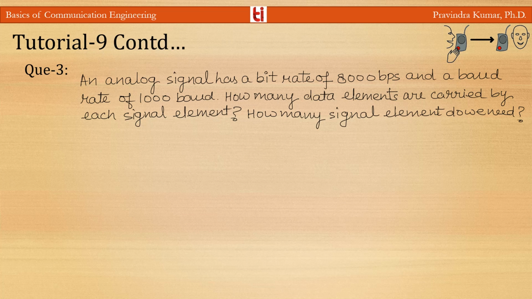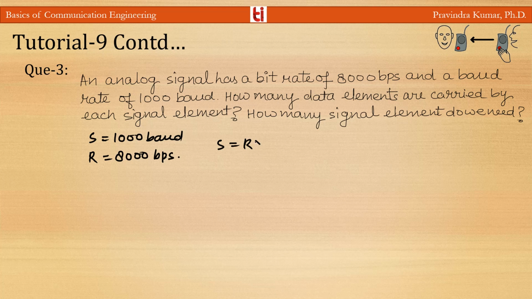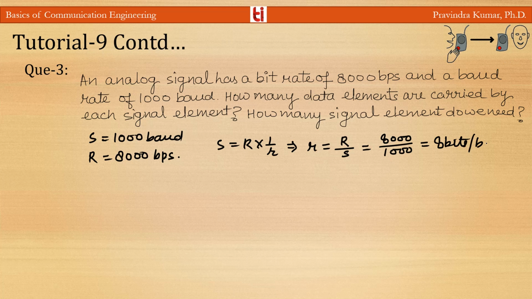Now the next question. An analog signal has a bit rate of 8000 bits per second and a baud rate of 1000 baud. How many data elements are carried by each signal element? How many signal elements do we need? Here we have given the signal rate, 1000 baud, and the data rate, 8000 bits per second. So S is equal to N into 1 by r, so r will be N by S. So it is 8000 by 1000, which is 8 bits per baud.